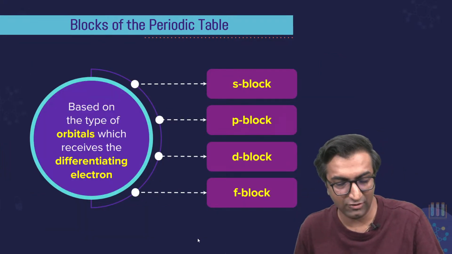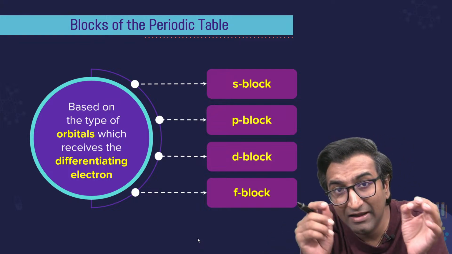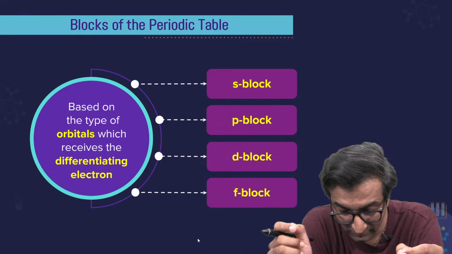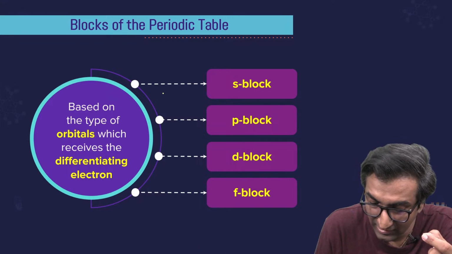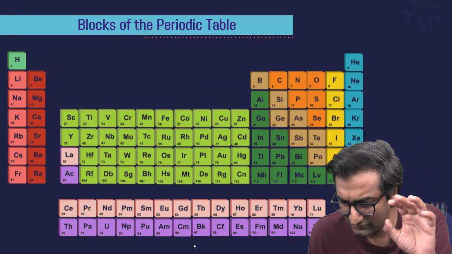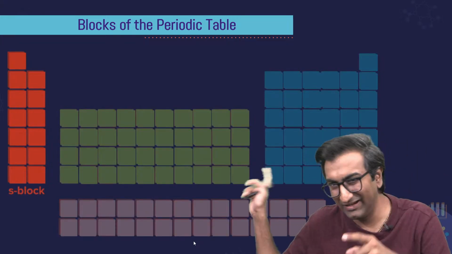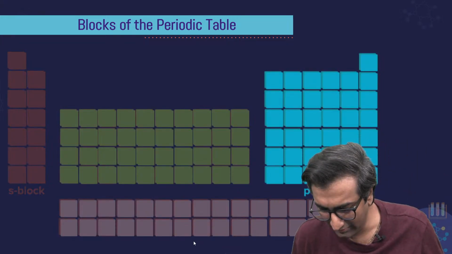Let's talk about the electronic configuration. First, based on which orbital the last electron goes into, we call that element s block, p block, d block or f block. S and p is easy, some stuff you're already used to. Okay, this is s, it went to that side, p went to this side. The green stuff is d. This is f block. Okay, cool.